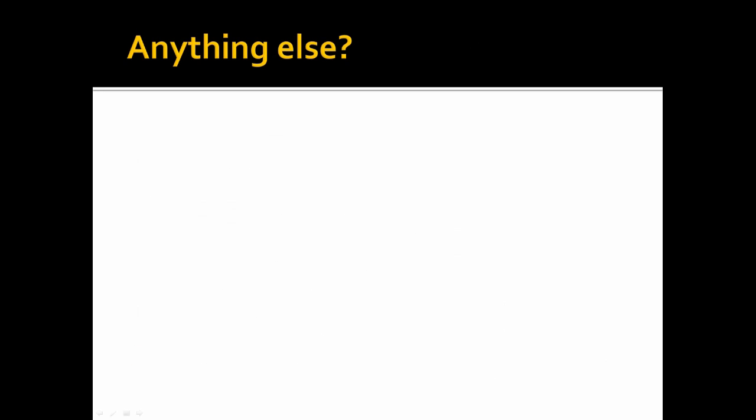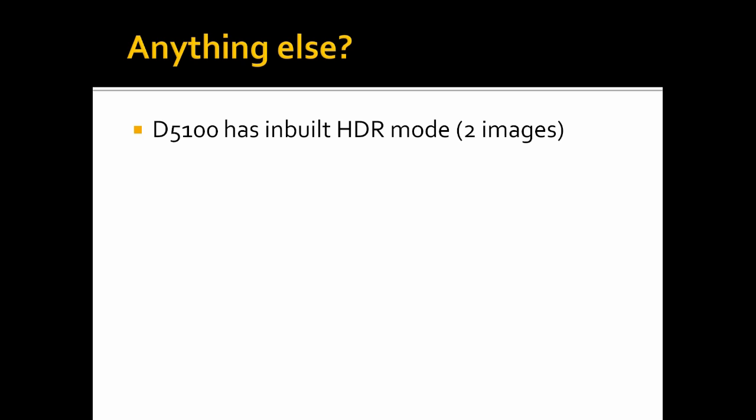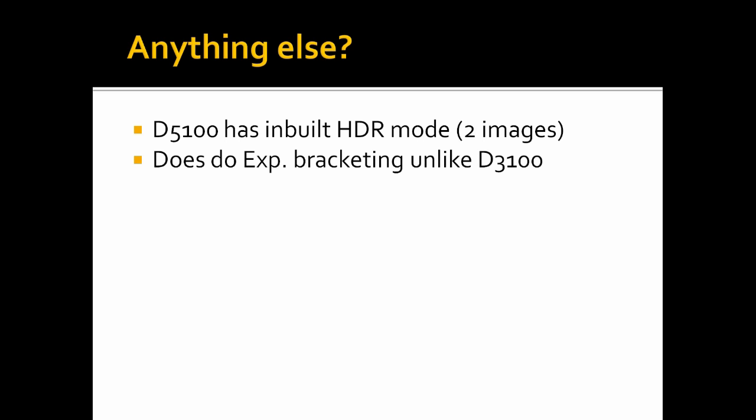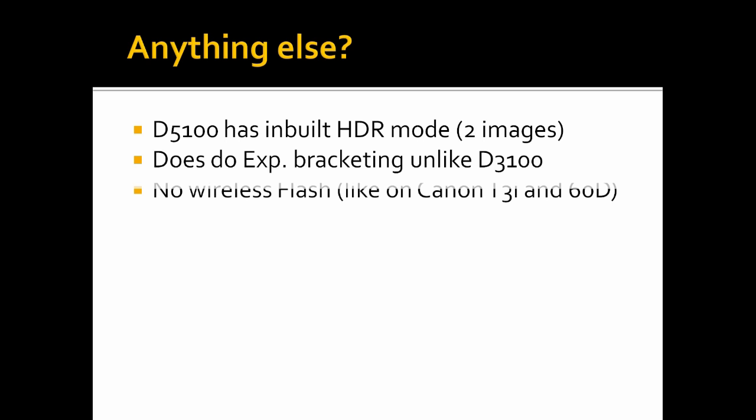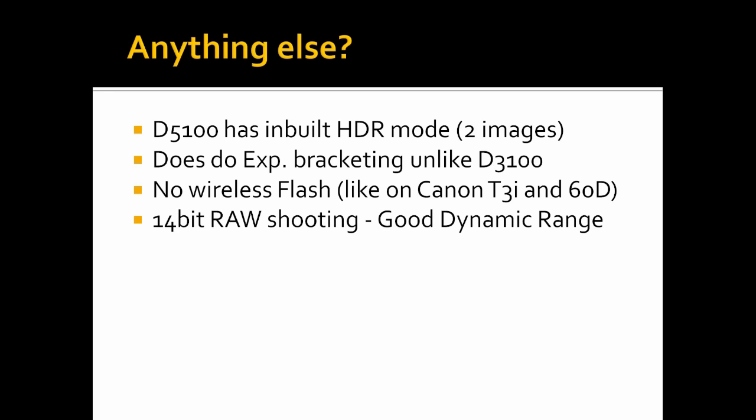So anything else? Okay, the D5100 has the built-in HDRI mode, but it's only based on 2 images, so for dedicated HDR users you would probably want to use software modes rather. And it does have the bracketing, unlike the D3100, so this new Nikon is better for getting bracketed shots for HDRI in post. Now it doesn't have wireless flash like on the T3i and the 60D. It has 14-bit RAW shooting, which is great for dynamic range. That really gets you a good dynamic range in your images that you can utilize in post.